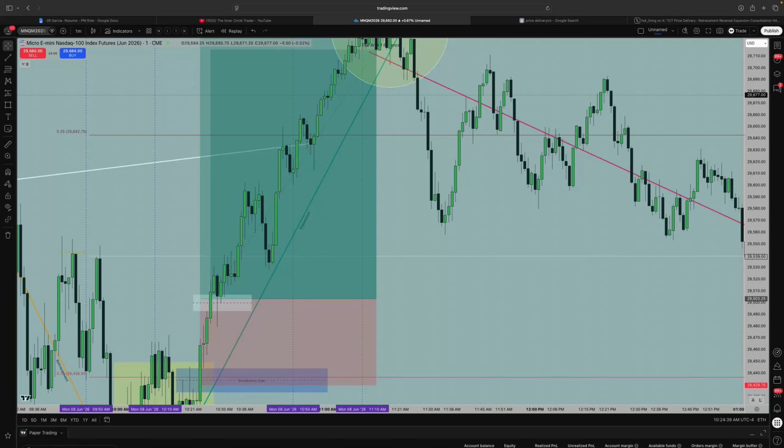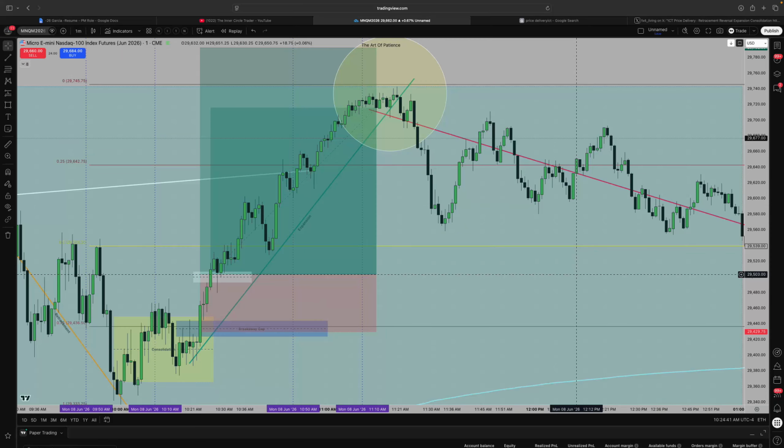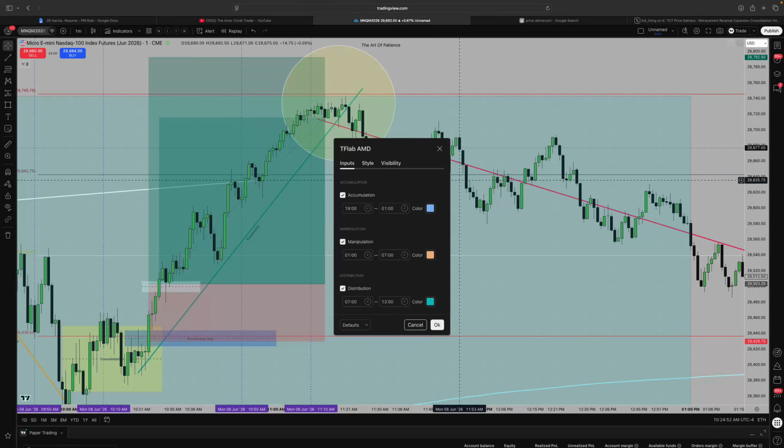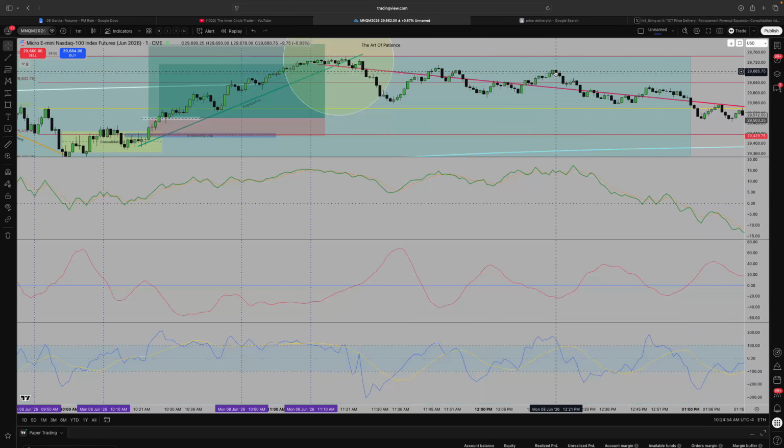So whenever you start to see all these PD arrays being respected, that means that you are on the right side of the market, that the order flow is perfect. Okay, and then this is your sign to exit. Boom, you're out.